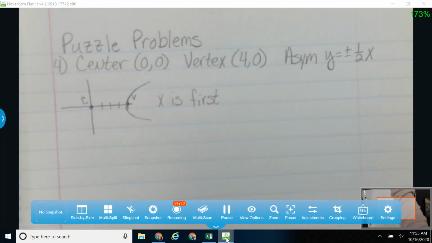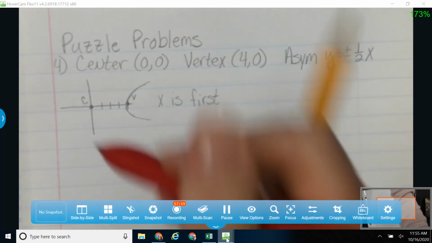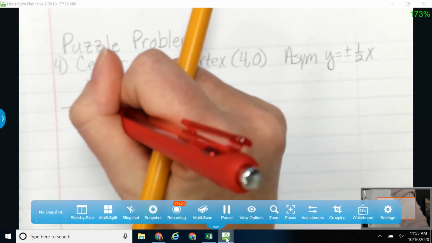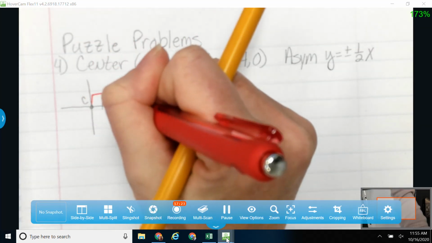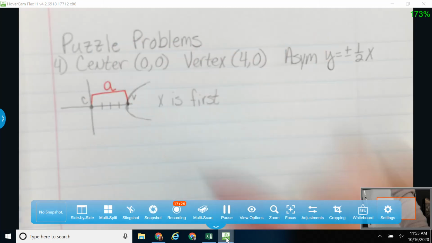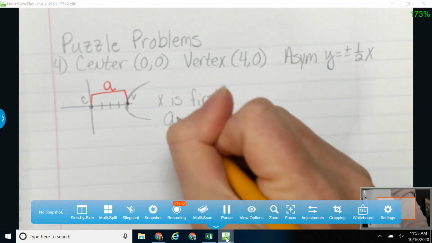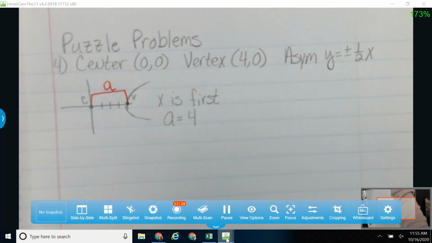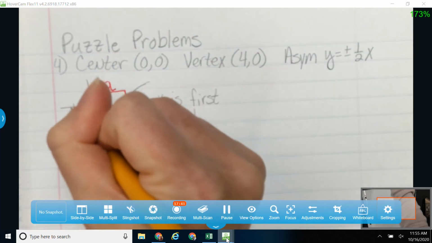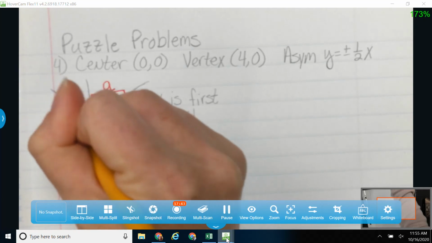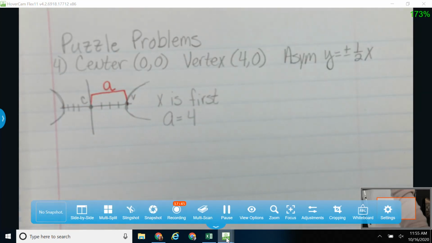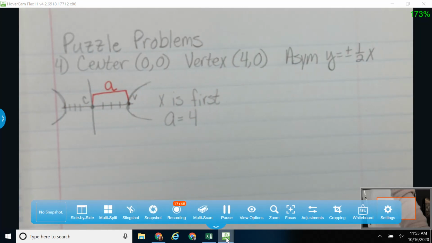It also told me the distance between my center and my vertex, which I'm going to call a. What did they give me for my a value here? 4, that's right, good. And then the other thing they've given me is the center point up there. I could actually go over here and say I have another vertex at -4, if it makes you feel good to have both ends drawn. That's what this is going to look like.